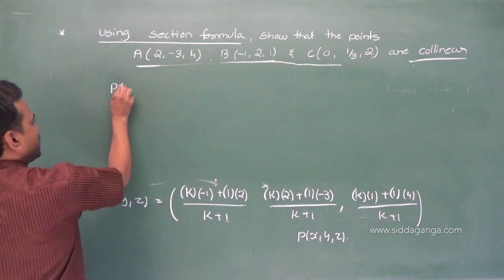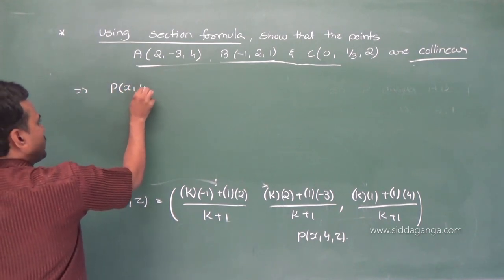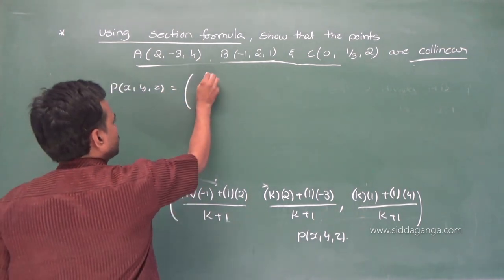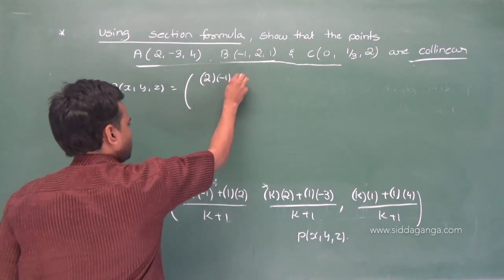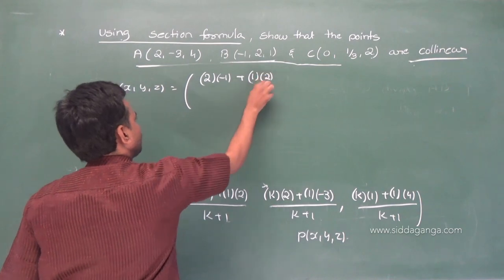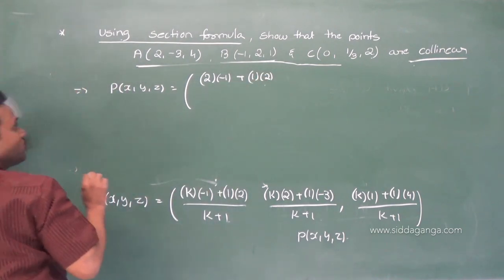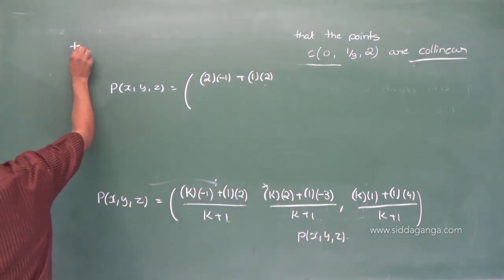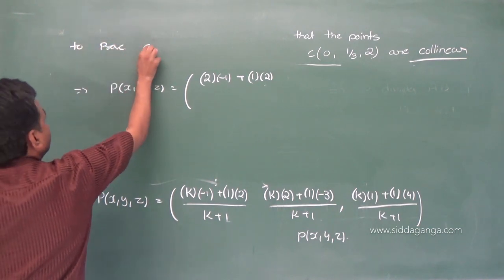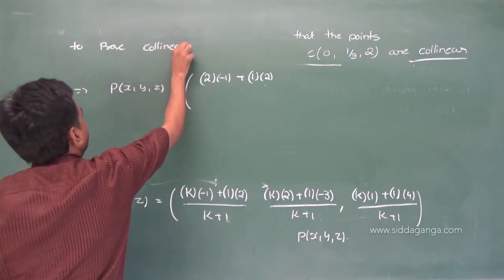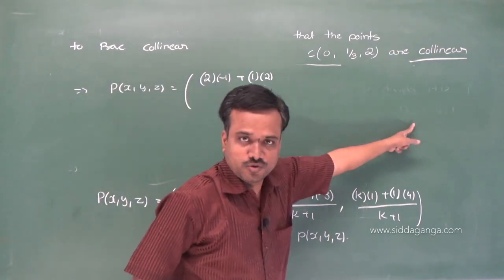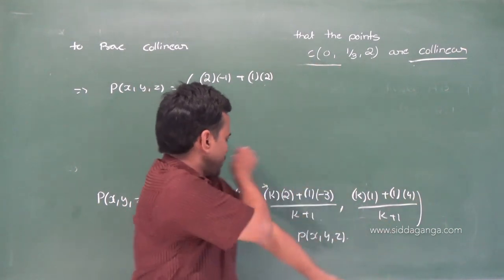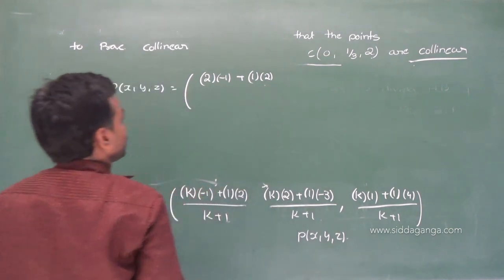So observe here, P of X comma Y comma Z is equal to K, K is 2. Correct? 2 into minus 1 plus 1 into 2. This is to prove collinear. Firstly, we find the ratio. Next step, to prove collinear, first we find the ratio. Then, what is the next step? We have to prove these three points are collinear. To prove collinear, what we do?